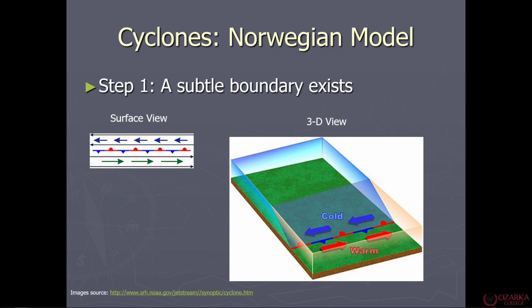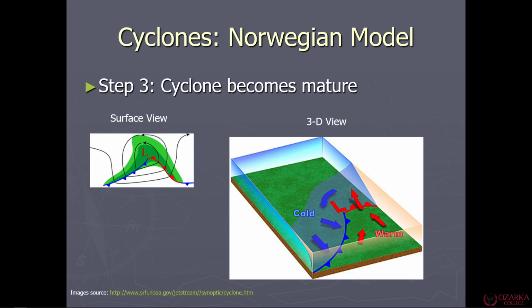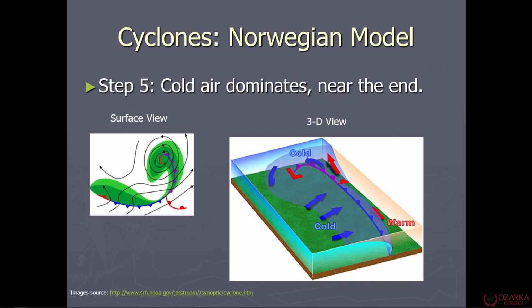So, the Norwegian model. Step 1, you've got a subtle boundary that exists, okay? Step 2, a wave forms on that boundary. Step 3, the cyclone becomes mature. Step 4, the occlusion process happens. Step 5, cold air dominates near the end of the cyclone process.